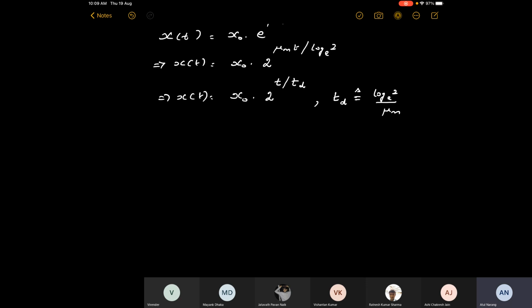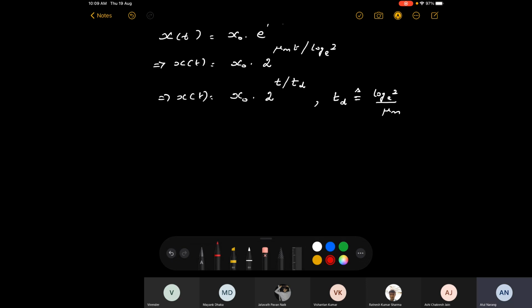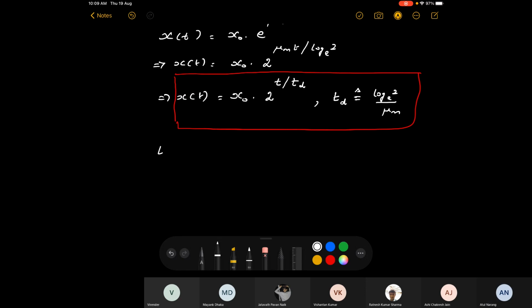This is the relationship. This is also important. This is just re-expressing what we got earlier in alternative terms. Now you can see here why td is called the doubling time, right? When the actual time is equal to td, you can see that x of t will be equal to 2 times x0. So it's obvious why td is called the doubling time.